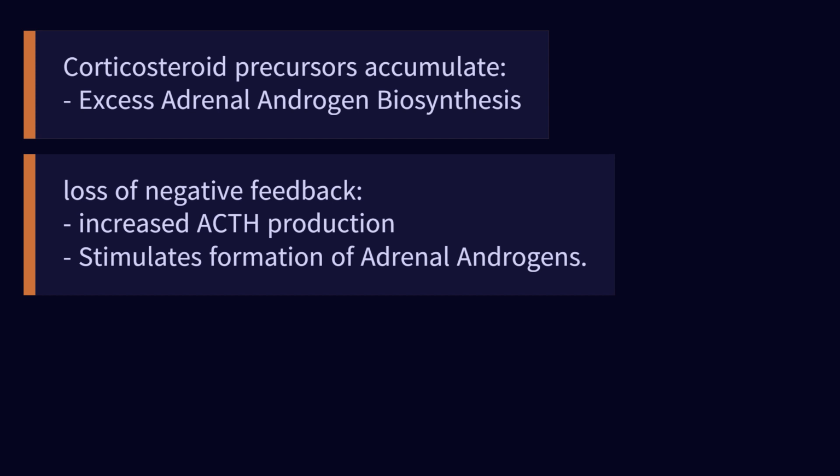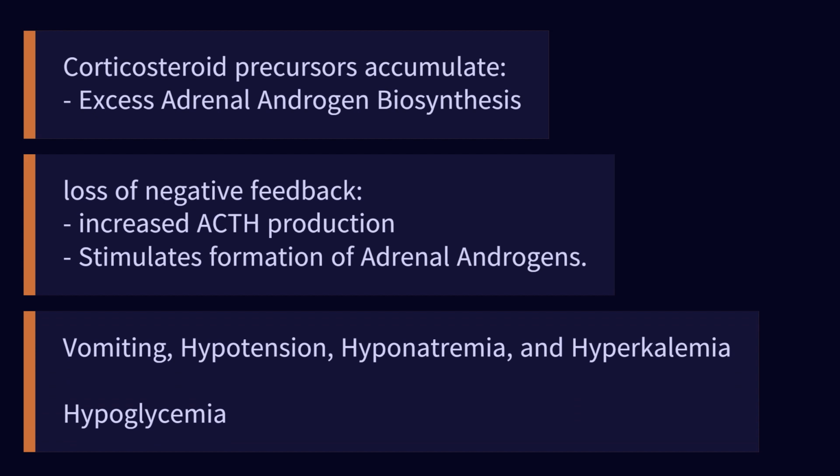Although affected girls are usually identified at birth due to ambiguous genitalia, also known as virilization, from excess androgens, boys have normal genitalia and typically are identified at the age of 1 to 2 weeks with vomiting, hypotension, hyponatremia, and hyperkalemia due to lack of sufficient mineralocorticoids, which is salt wasting. The cortisol deficiency also causes hypoglycemia and further impairs the ability to maintain blood pressure.